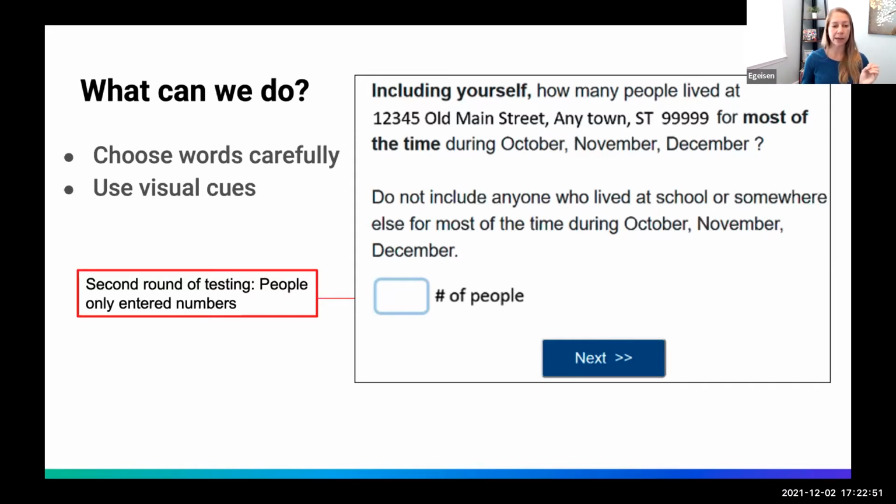And then we also added this text description, number of people. And again, that just makes it a little bit more obvious. So shortening the text probably would have helped, but our client didn't want to do that in this study. So we were able to use just visual cues to improve the usability of this question.